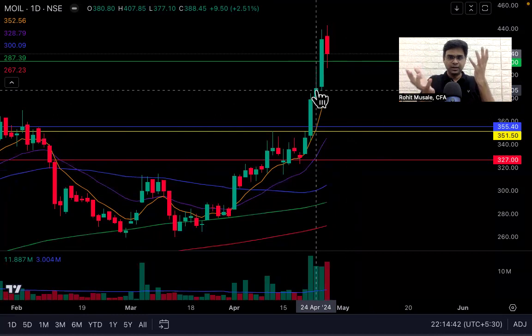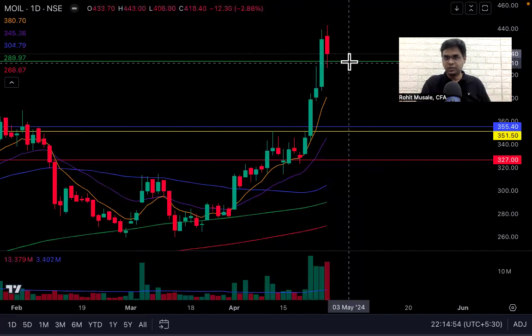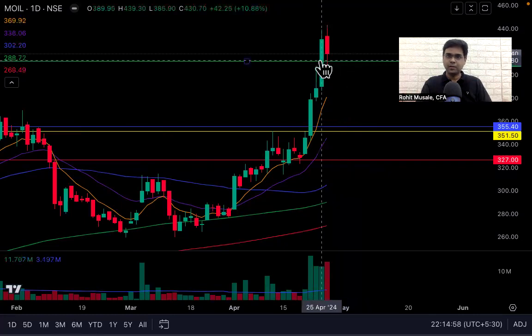So if I weigh the negative and positive factors, the positive factors are more. So I stick with the stock. I wait another day. Now look what happens the next day. It doesn't even give me any chance to stay in the stock, because this is an automatic target that I place in my broker terminal. I'm out of the stock.